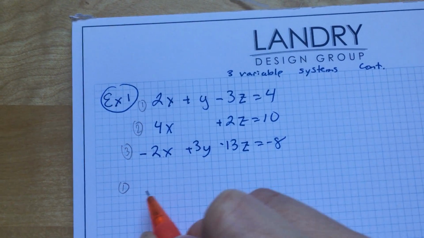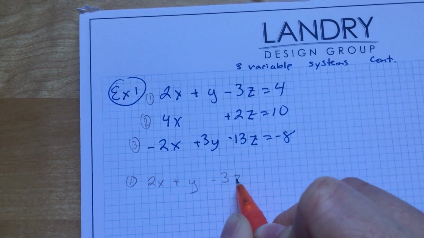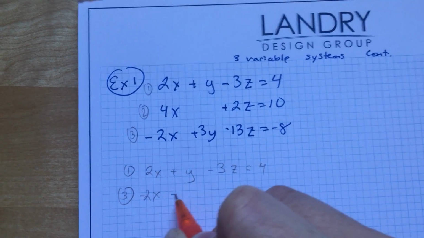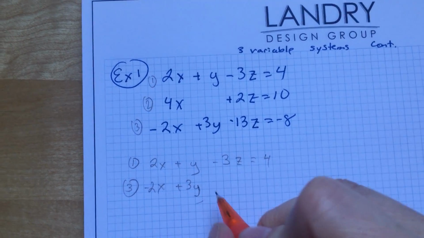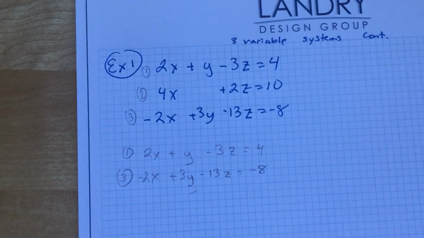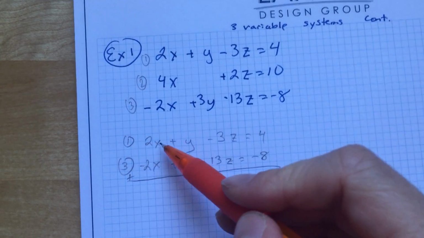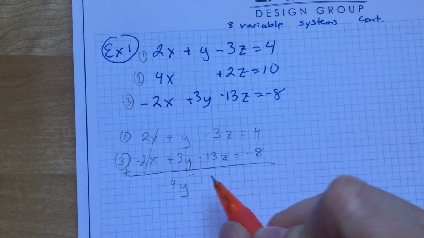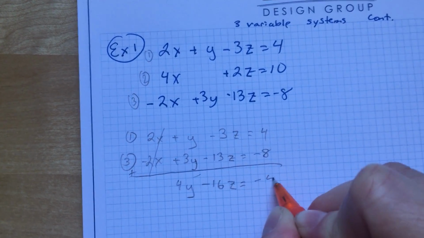So first equation, 2x plus y minus 3z is equal to 4. And then the third equation, negative 2x plus 3y minus 13z is equal to negative 8. Beautiful. So add these equations up. You're going to notice the x's cancel out. 1 plus 3 gives you 4y. And then minus 16z is equal to negative 4.